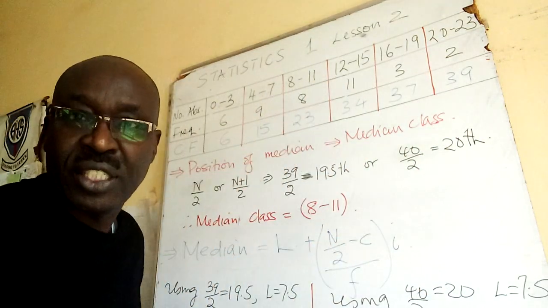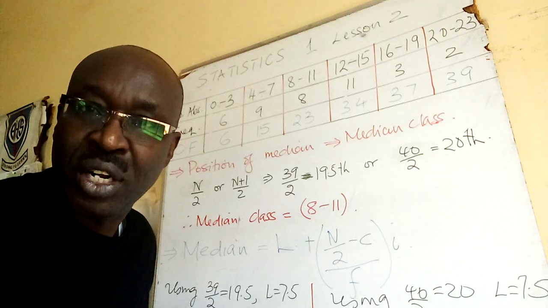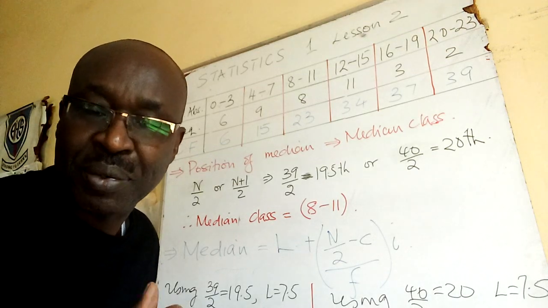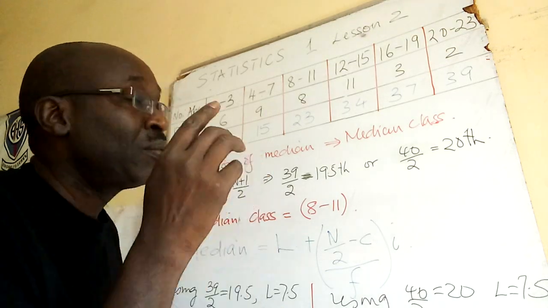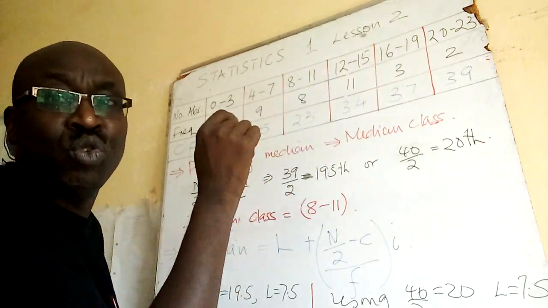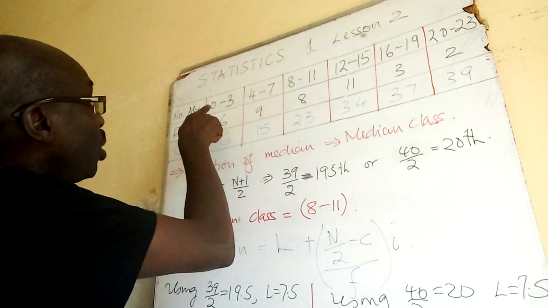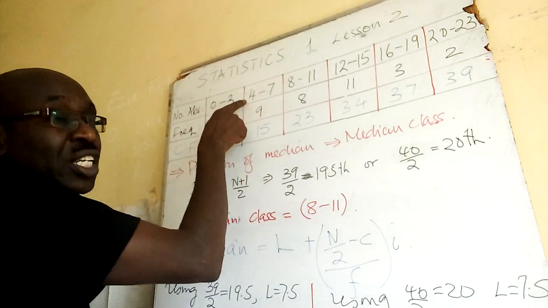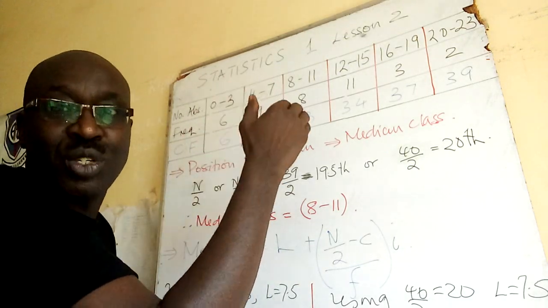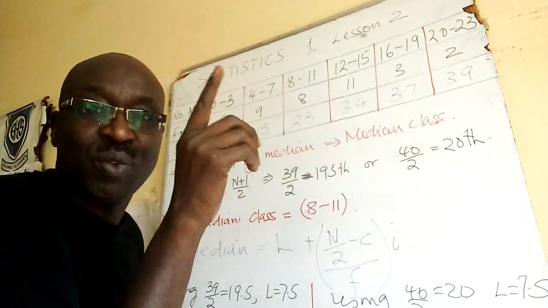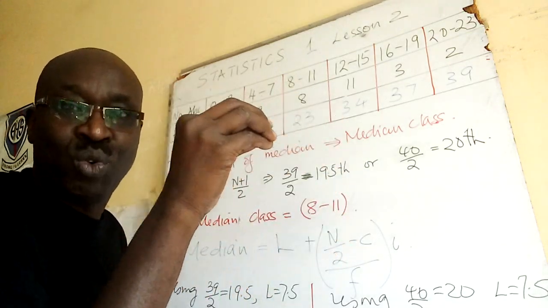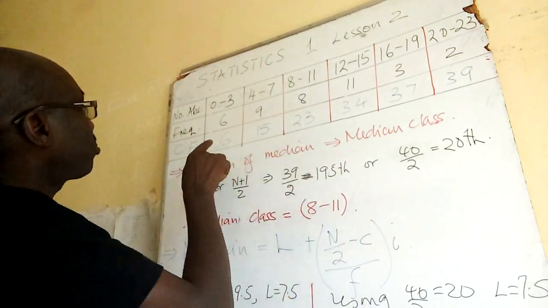Now we are trying to put the skills into practice. We have this data. How is it called? Ungrouped data. Some people say data. Ungrouped data. Grouped data. This is now grouped. You can see we have grouped from 0 to 3, from 4 to 7. We have put them together. So grouped data.